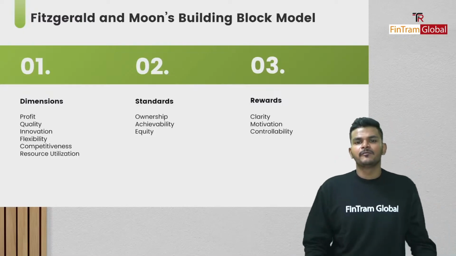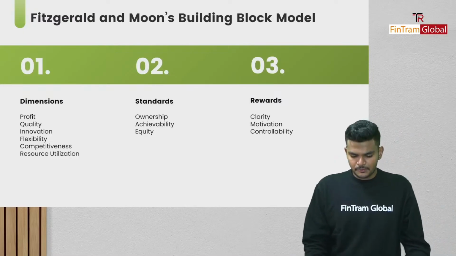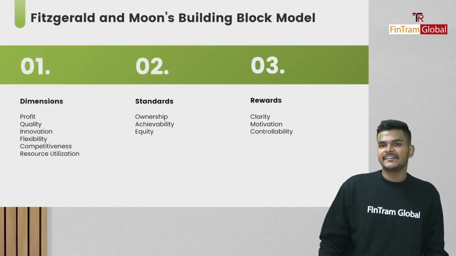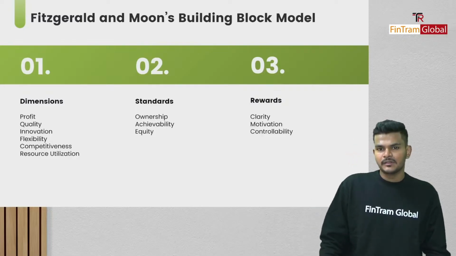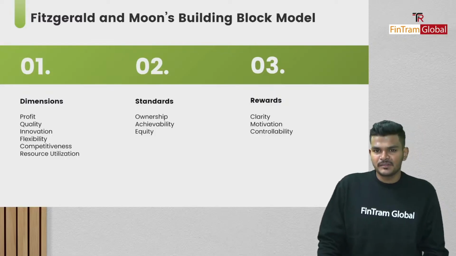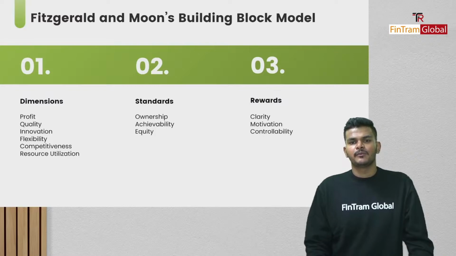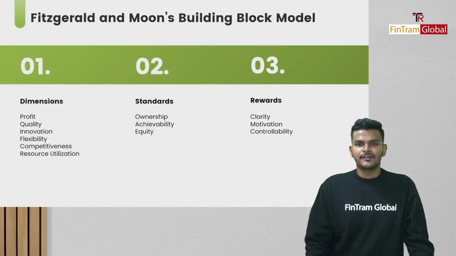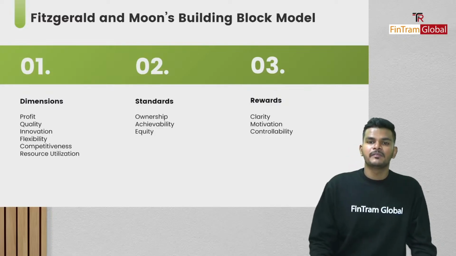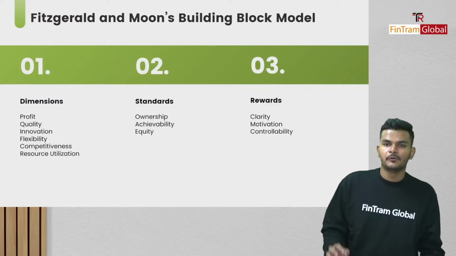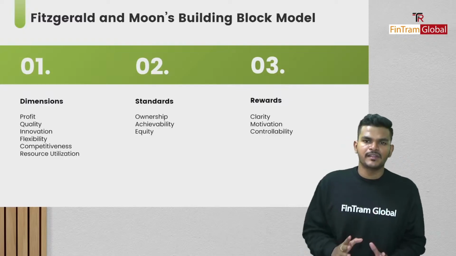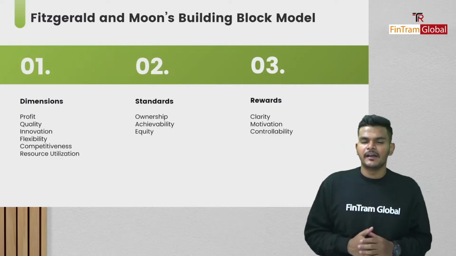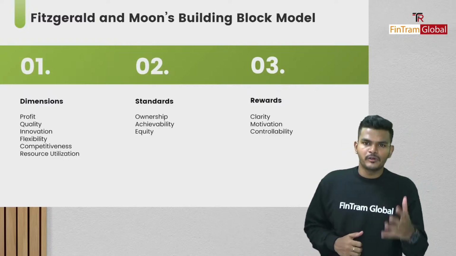Thirdly, we also have rewards. So when it comes to rewards, what all things do we look at? We look at clarity, as in the reward scheme. People should be rewarded for the work that they're doing. So whenever they are getting rewarded, we should ensure that it is clearly communicated how the people are rewarded. The organization should clearly communicate how exactly the staff or employees will be rewarded.